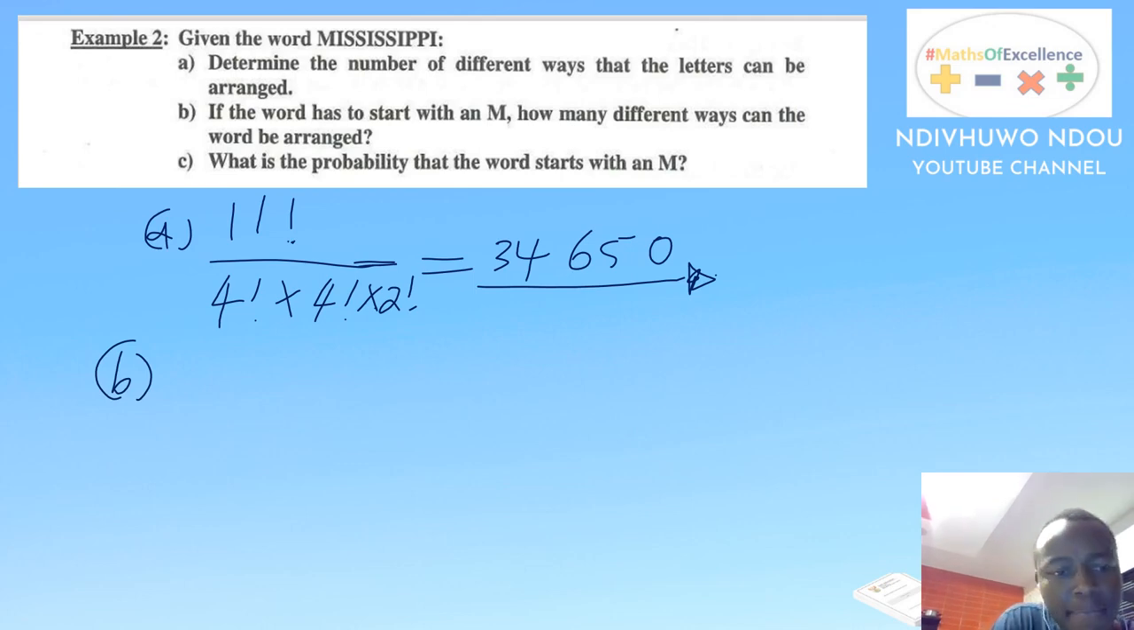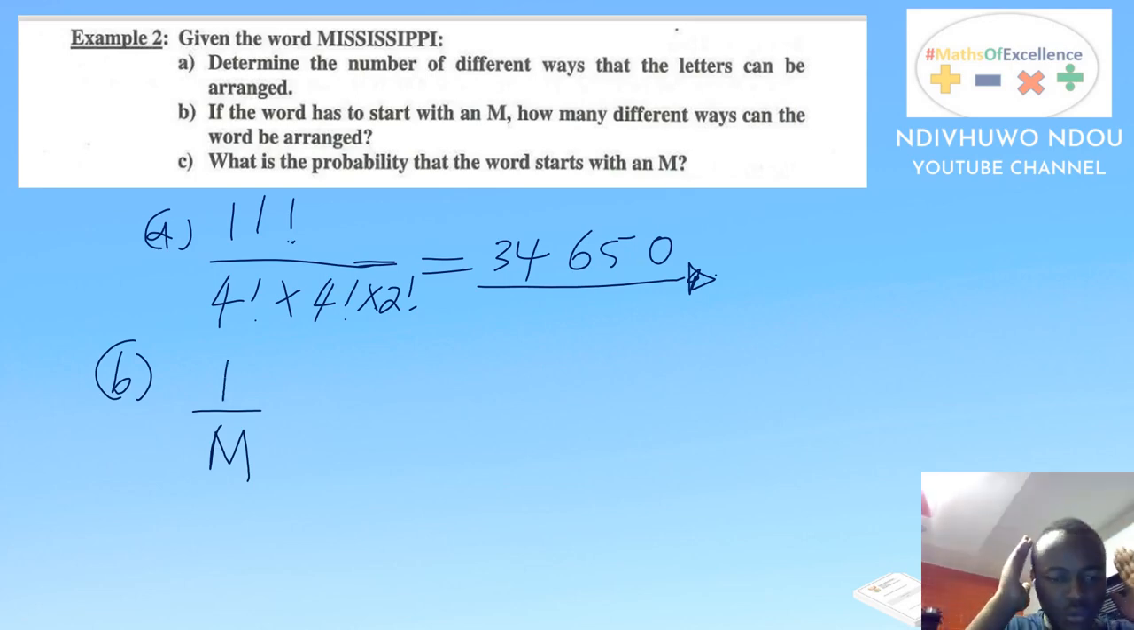You want to start with M in the first place. How many different ways can the word be arranged? If we are starting with M, in how many ways can you do so? It's only one way. That is, you have to put M in the first place. So you have only one choice, one M. In fact, one way in order to do so.